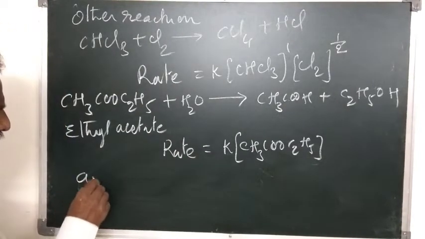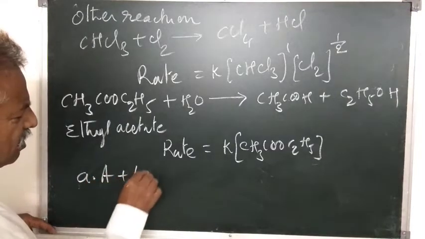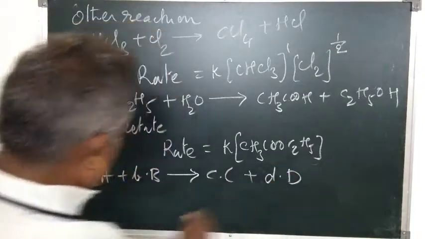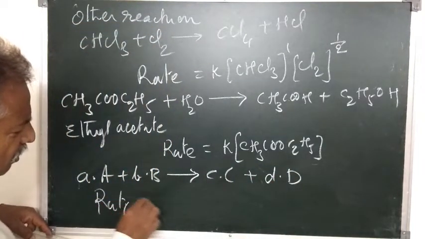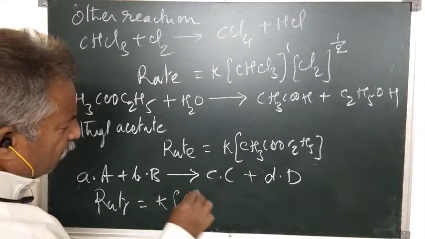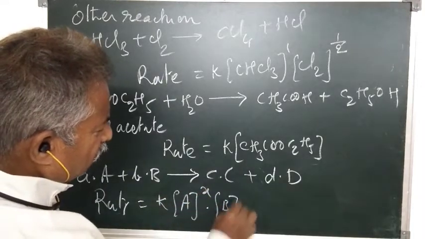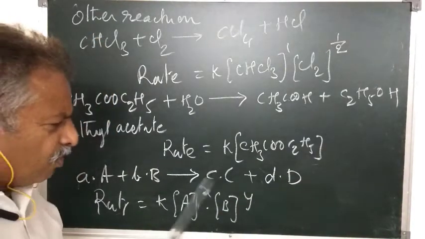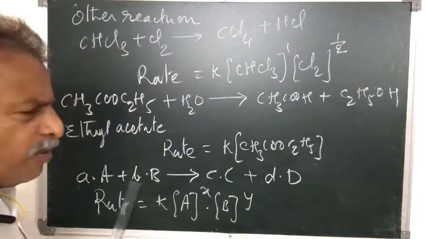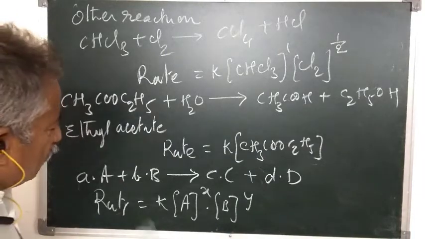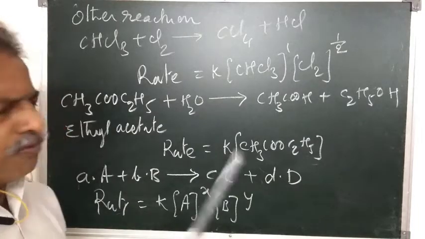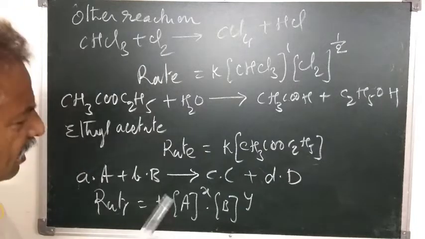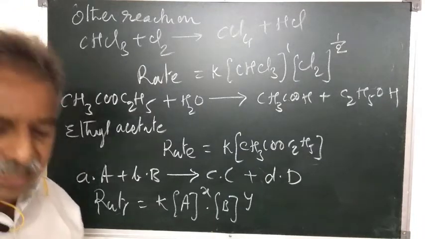Suppose a reaction aA plus bB gives cC plus dD. Therefore, rate equals k into [A] to the power x, [B] to the power y. Sometimes these exponent terms x and y may be equal to a and b, that is, the stoichiometric coefficients, or may not be equal. Therefore, we have to do the experiment in real to find the rate law.